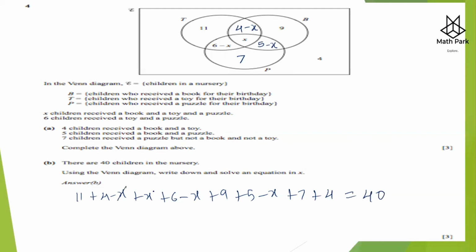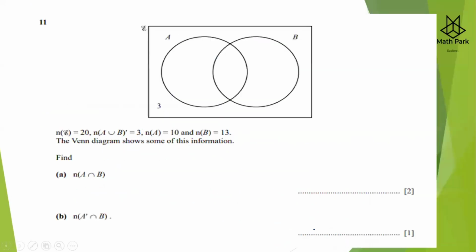So let us solve this equation. We have 11 plus 4 is 15, plus 6 is 21, plus 9 is 30, plus 5 is 35, 35 plus 7 is 42, plus 4 is 46, minus 3x is equal to 40. So you get minus 3x is equal to 40 minus 46, which is minus 6. So you get x is equal to minus 6 upon minus 2, which is 3. So this is how we have solved the equation, for 6 marks.